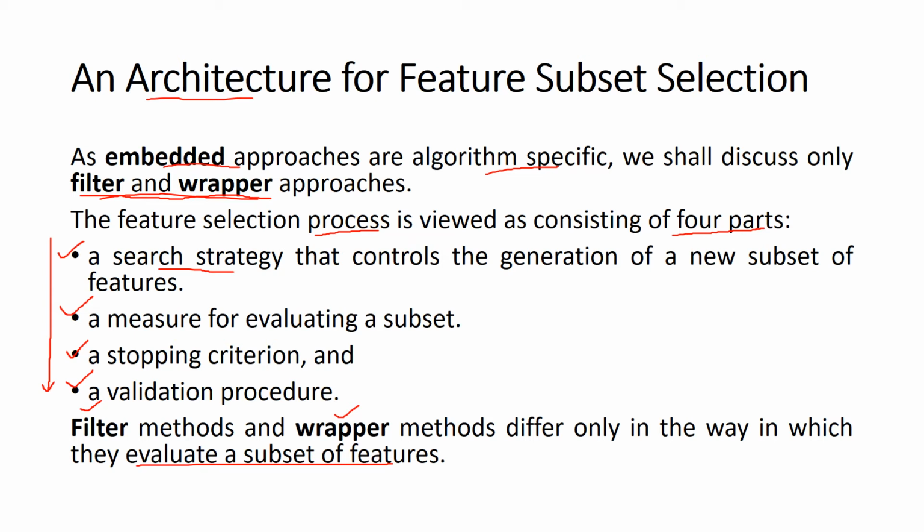When it comes to the evaluation of a subset of features, as we have discussed, the filter method might have an approach where correlation is taken as the evaluation procedure, and the wrapper might have a case where the evaluation is done by the data mining algorithm, that is, the target data mining algorithm. So now let us look at the diagrammatic representation of the architecture of feature subset selection.